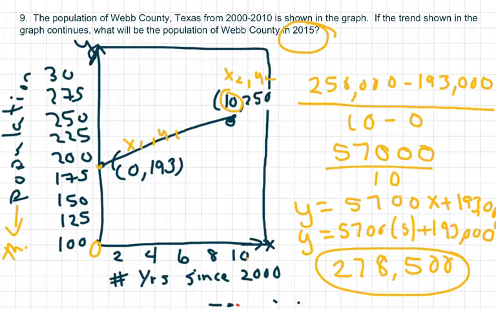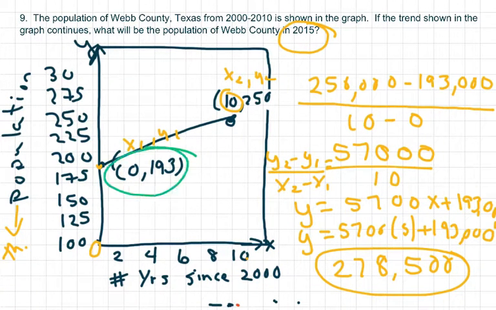So you first find the slope, which is y sub 2 minus y sub 1. You can see your y-intercept is right here because x is 0. And then you just plug in the 5 because 2015 would be 5 years from 2000. Okay? You think about that one.